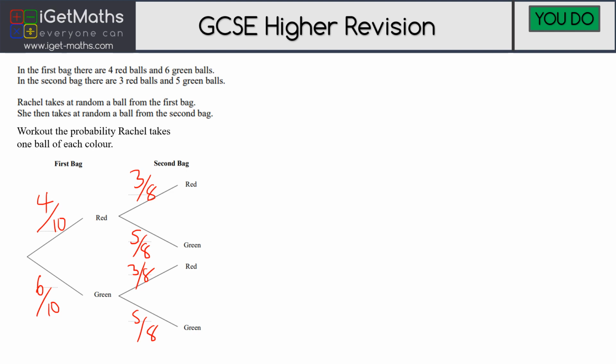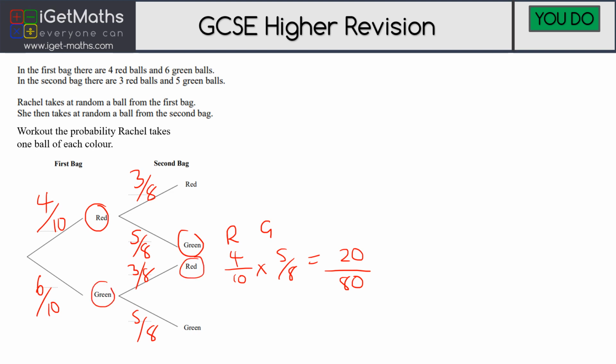So here, you've got red, green. So you can have red, green, which is going to be 4/10 times 5/8. And that'll give you 20 over 80. And then you could go green and then red on this option, which I'll just do down here. So you go green and then red, which would give you 6/10 times 3/8. That gives you 18 out of 80.